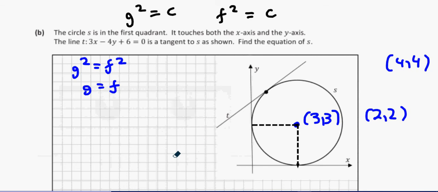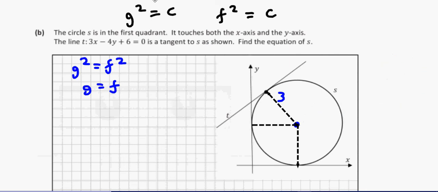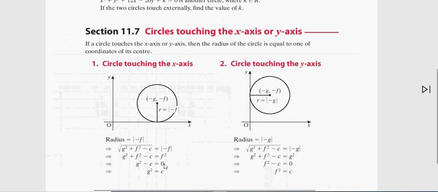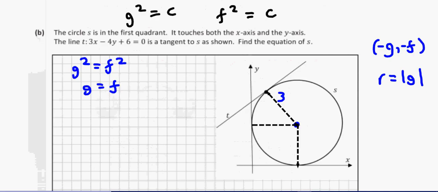Okay. And what's great about this is that we also know that the radius here would also be 3. But we don't know it's 3. That's the problem here. But we do know it's minus g, minus f, and the radius equals the absolute value of g. So, once again, that comes into your CJ Fallon notes here. R equals the absolute value of minus f and the absolute value of minus g. So it's actually minus f and minus g.